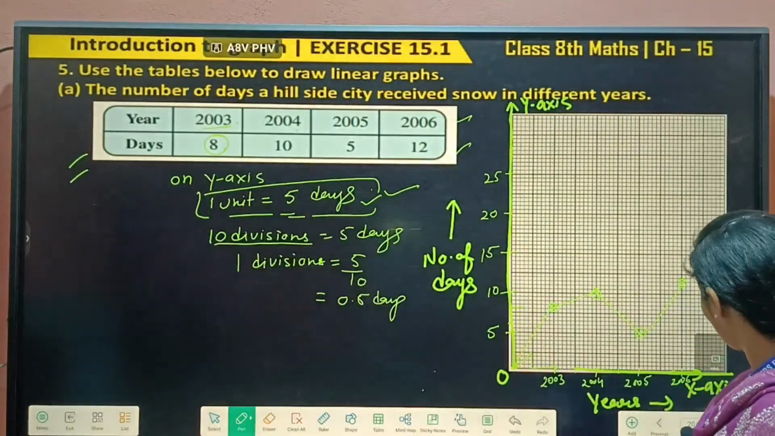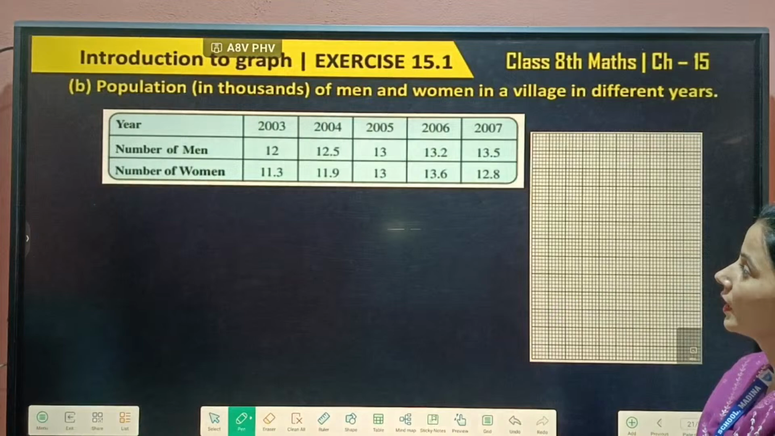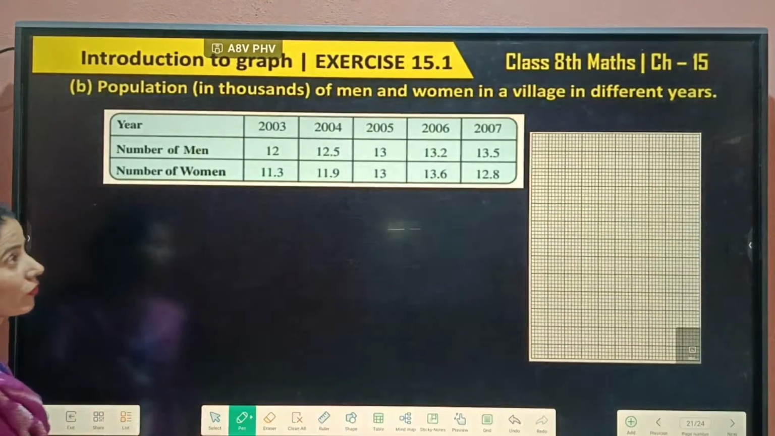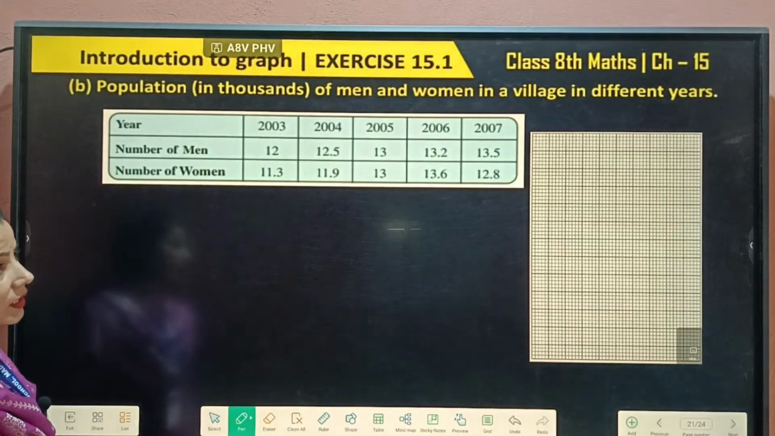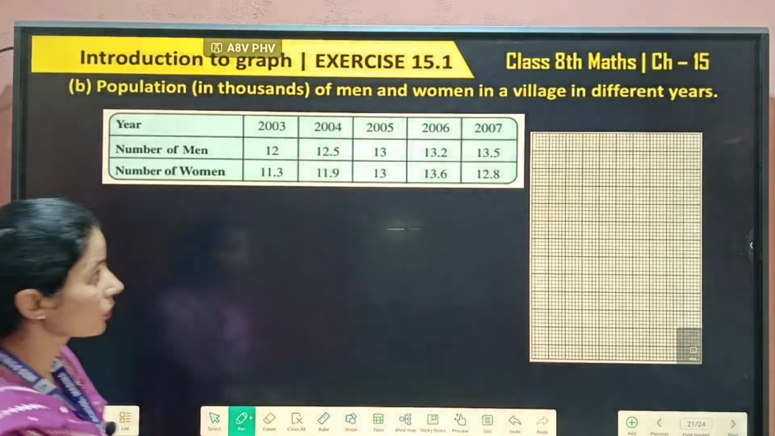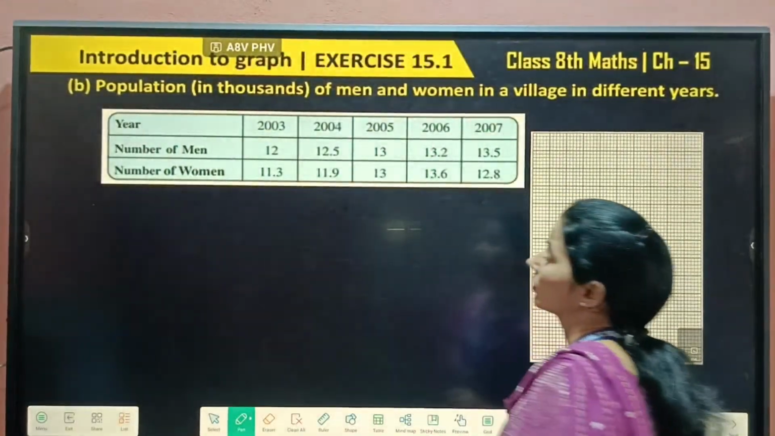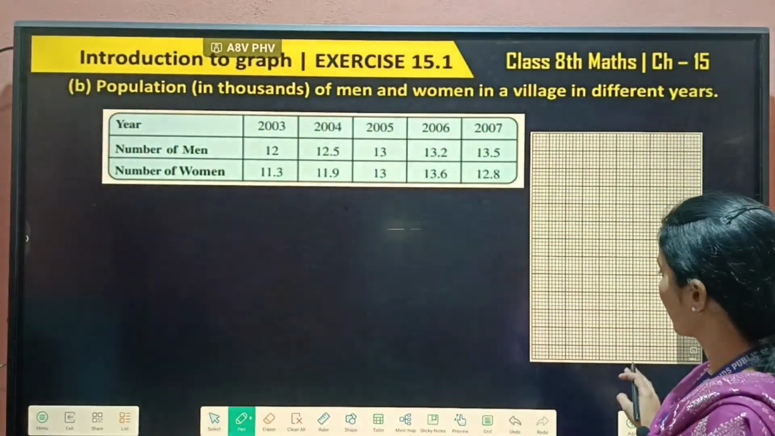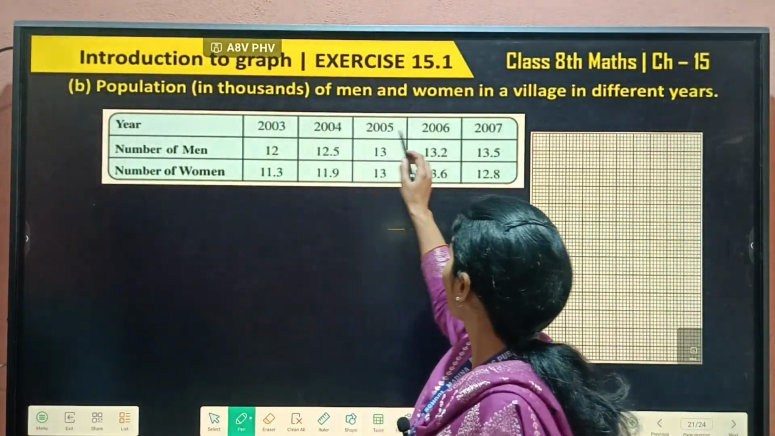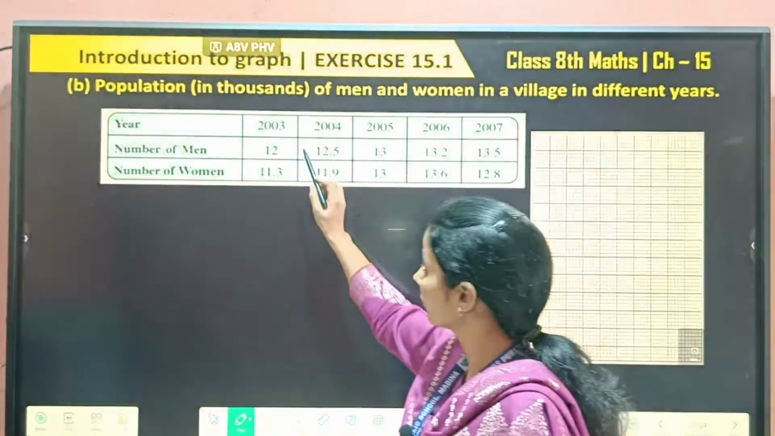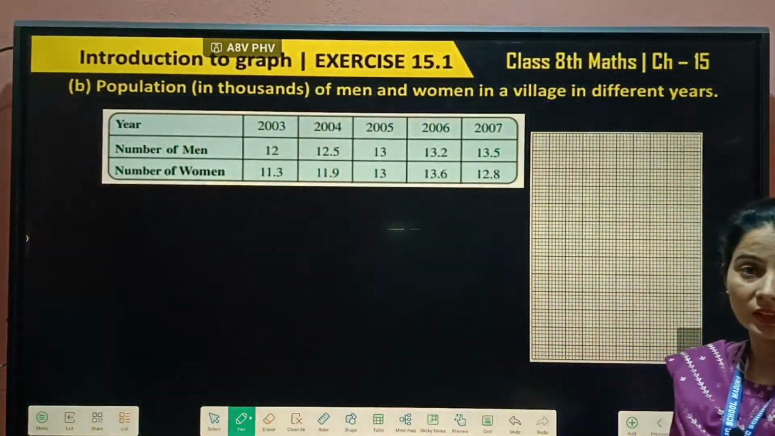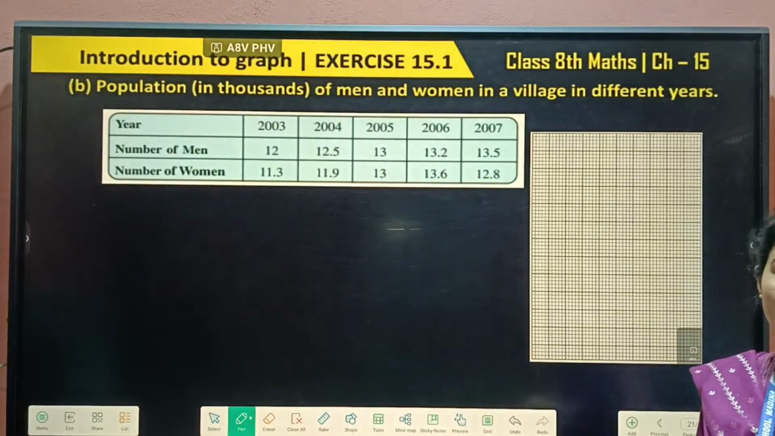What is the second part of this question number 5? Population in thousands of men and women in a village in different years. So we need to draw a graph for this. How can we draw this graph? This is a line graph. These are years 2003, 4, 5, 6 and 7. The number of men and number of women are given to you for these years, corresponding information is given to us.